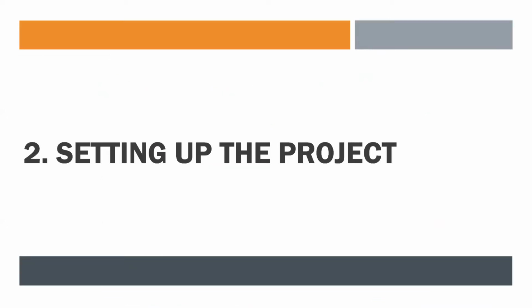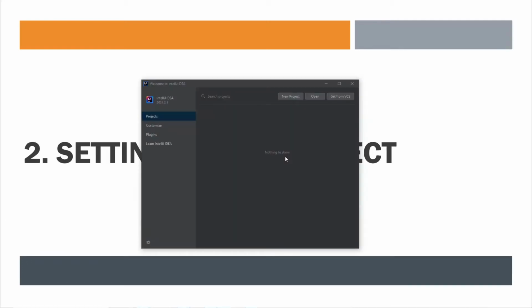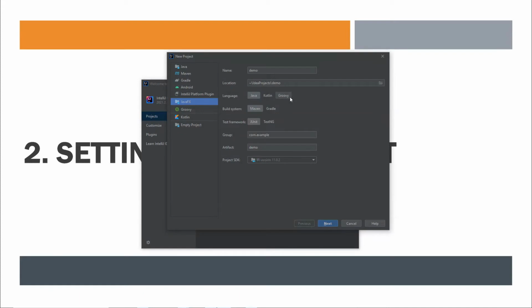So let's move to next step. We are going to create a new JavaFX project and set it up. From IntelliJ welcome screen, or from the main scene inside file menu, we can see a new project option. We can click on it and choose to create a JavaFX project.